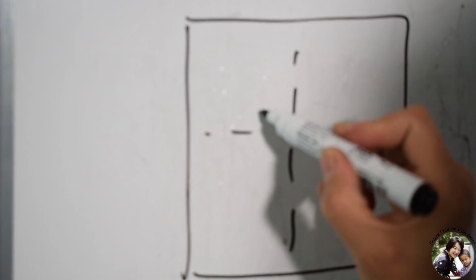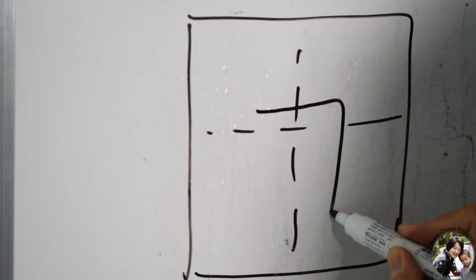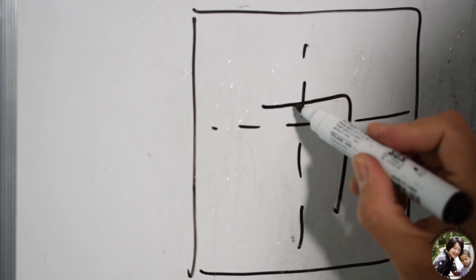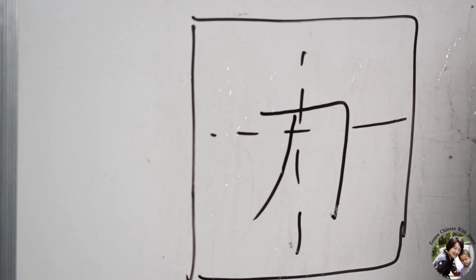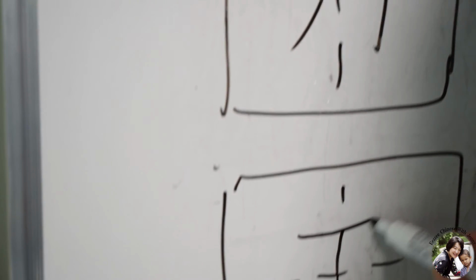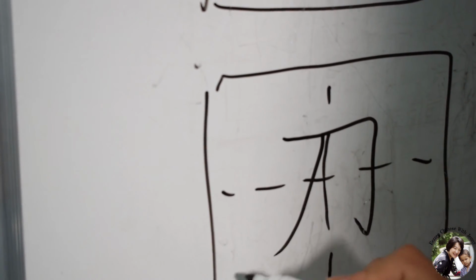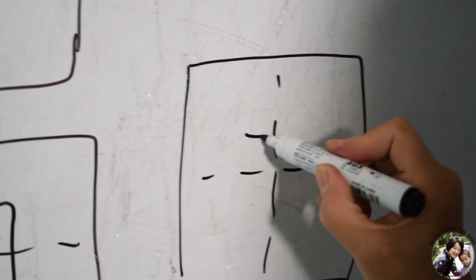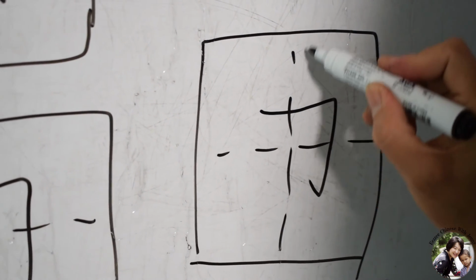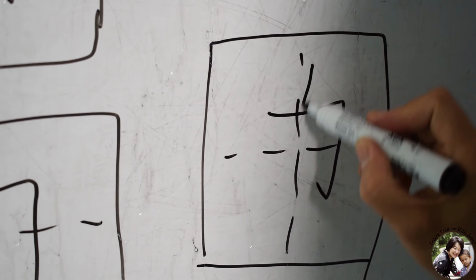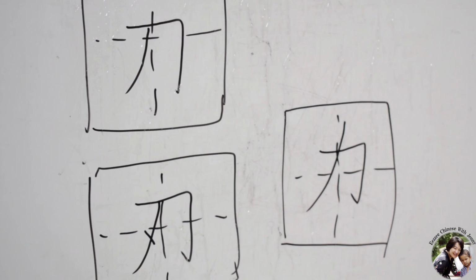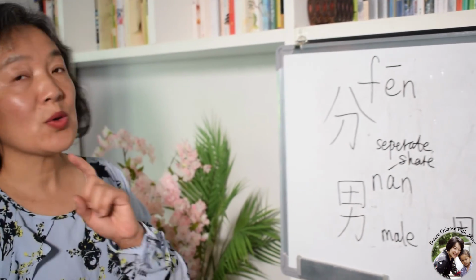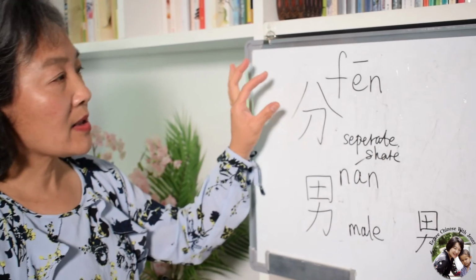刀, 横折钩一撇. 刃, 横折钩一撇一点儿, the dot here. And 力, labor, power, 横折钩, and this 撇 starts from here, a higher place. 刀, 刃, 力. Okay, let's learn another two characters with the characters we have learned.